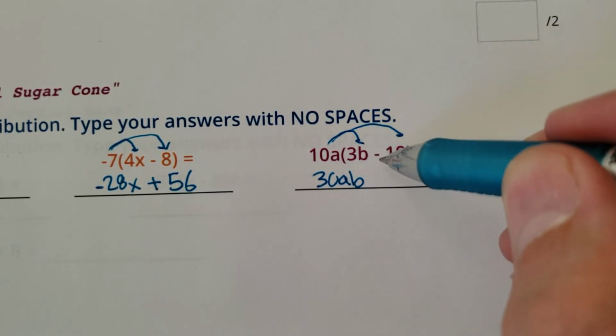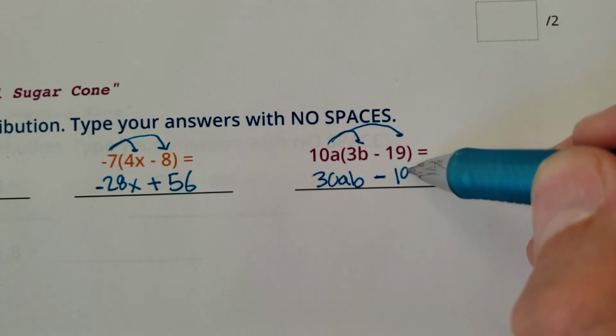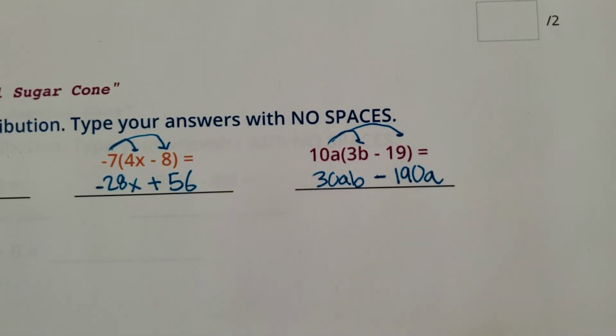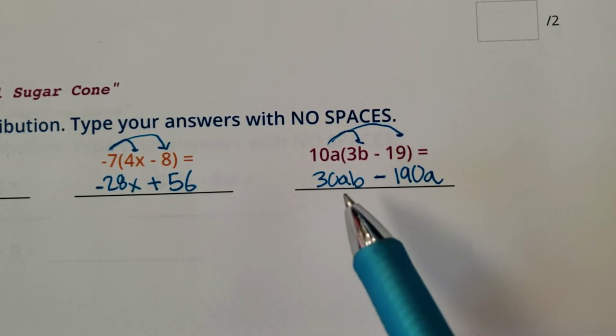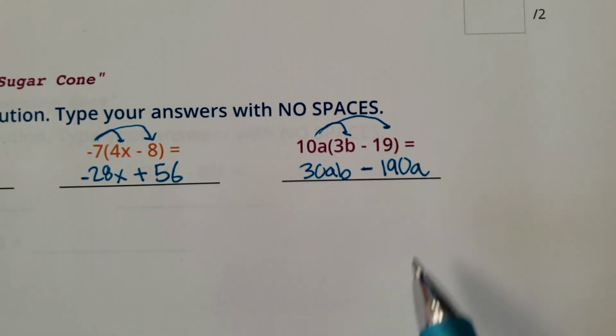Okay, positive times a minus is going to stay minus. 10 times 19 is 190. And then don't forget the a comes along for the ride. So a lot of details to type in there, but hey, no spaces. 30ab minus 190a. Type it in. Do it by hand carefully, and then type it in just as carefully.